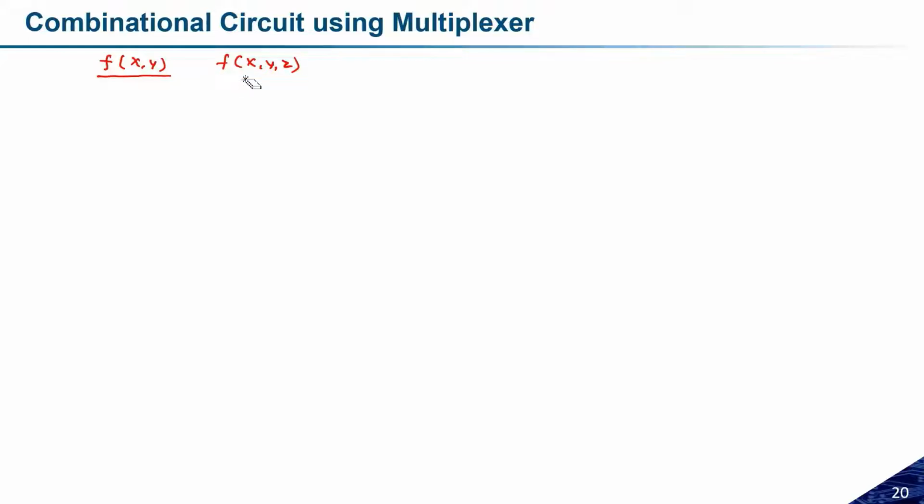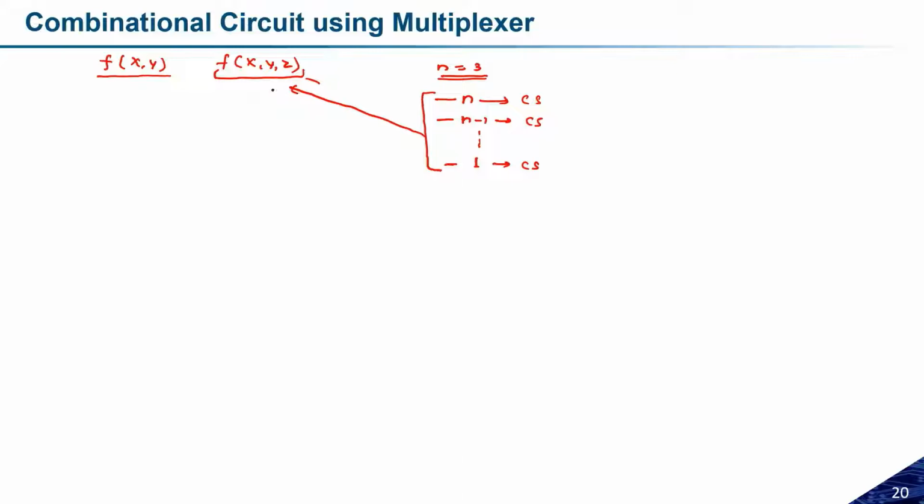Now suppose I have f(x, y, z), where we have three variables. So let us assume n is equal to 3. The number of variables is 3. To design this function, we can use a multiplexer having n-1 control signals, and if we reduce by 1 each time, up to 1, all these kinds of multiplexers can be utilized to develop this.